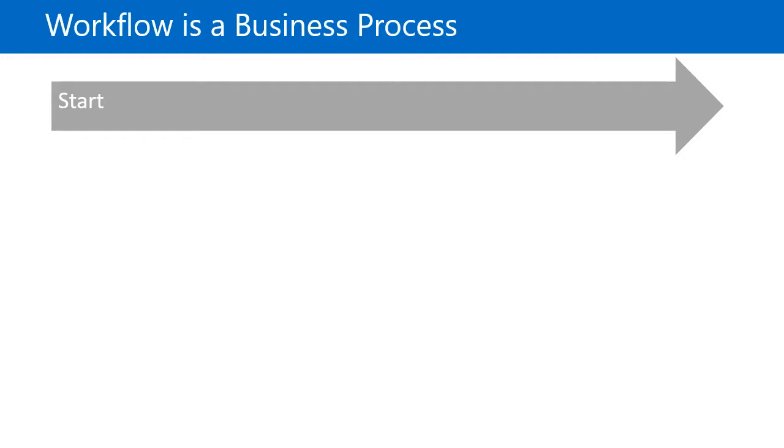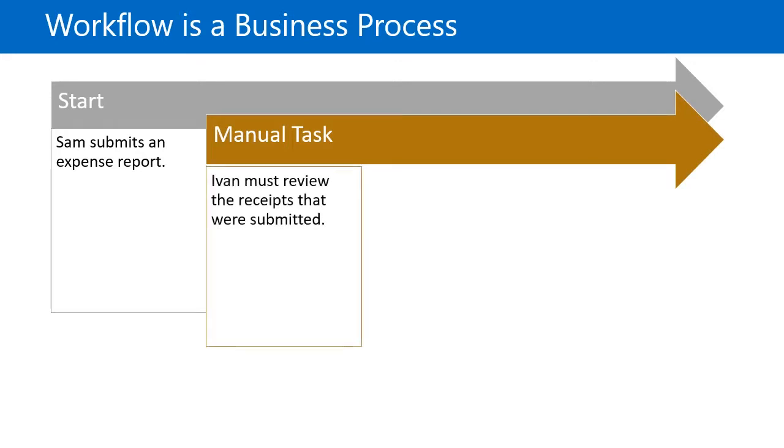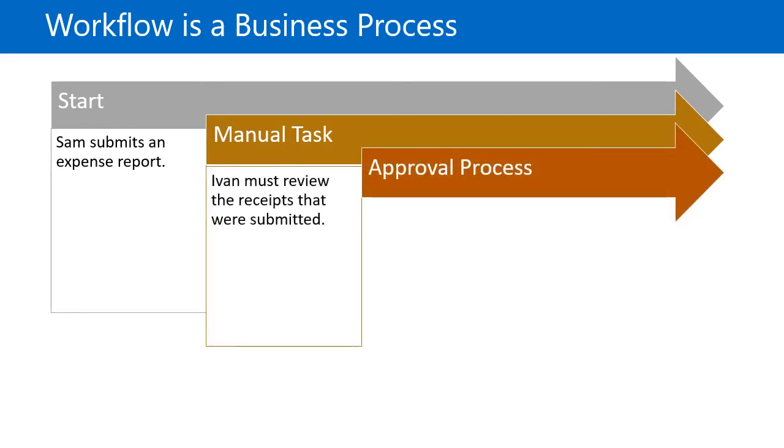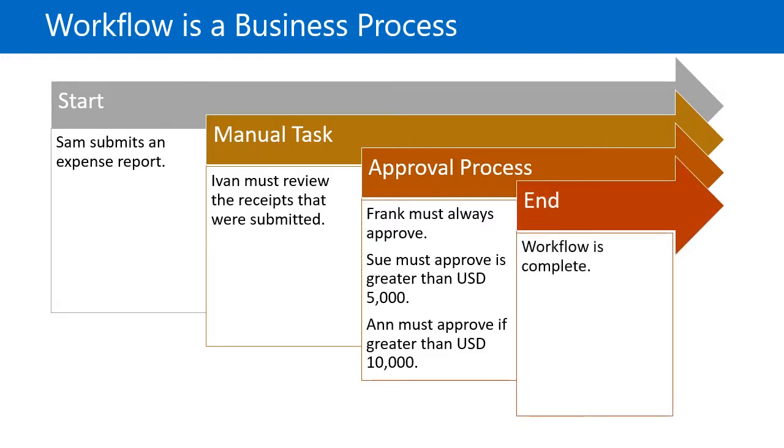So to better understand this workflow, I'll give you a scenario. Suppose that Sam submits an expense report for $7,000. In this scenario, Ivan must review the receipts that Sam routes to him. After that, Frank and Sue must approve the expense report. Once the expense report is approved, the workflow is considered complete.